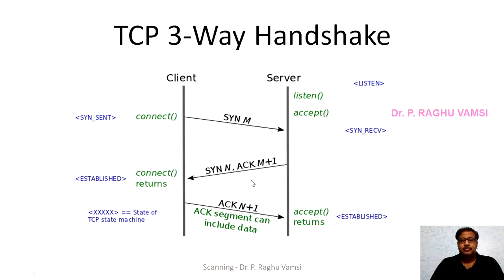Since the synchronous acknowledgement sent by the server has the sequence number n, the client will send the acknowledgement number n plus 1 to the server. Now the server will understand that the client has sent the acknowledgement to the synchronous acknowledgement signal sent by the server with the sequence number n.